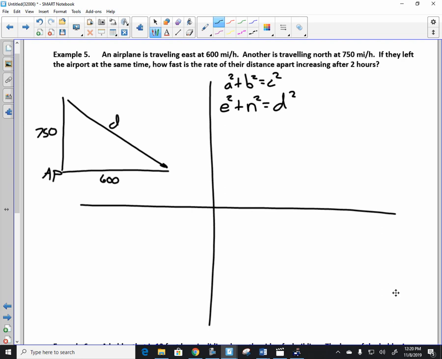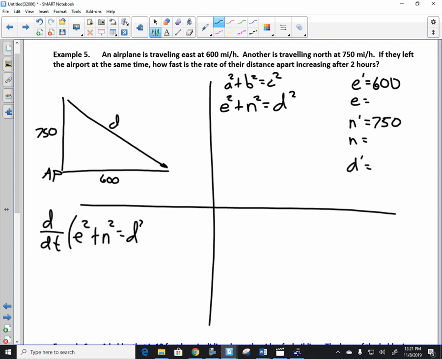Now, what do we know? I know E prime. What is E prime? What's N prime? I'm looking for D prime. Does everybody agree? Well, let's take the derivative with respect to time of E squared plus N squared is D squared.